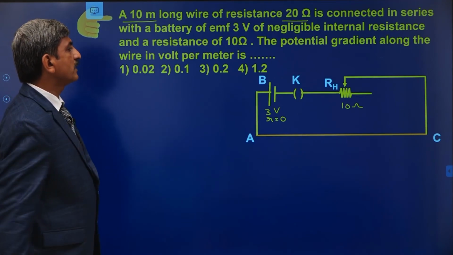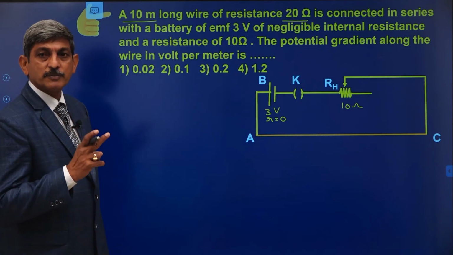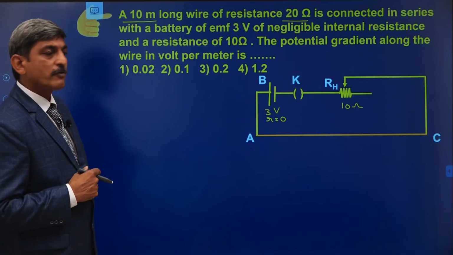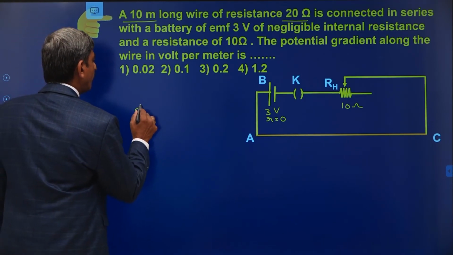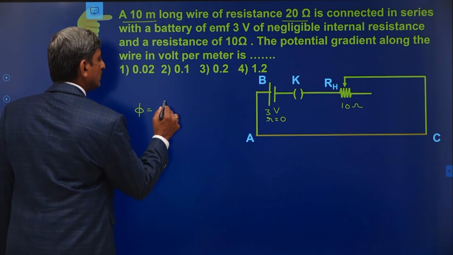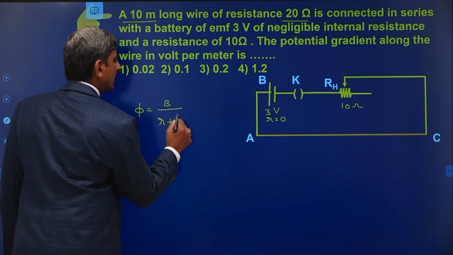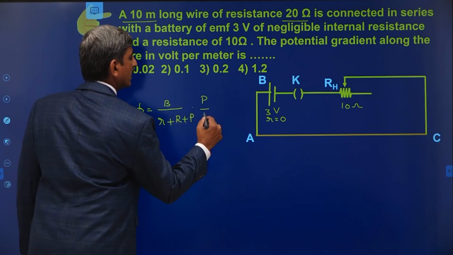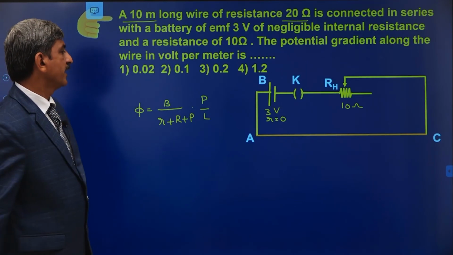Here the resistance of the rheostat is given as 10 ohms. The EMF of the battery is given, the internal resistance is also given. We want to determine the potential gradient, that means the potential drop per 1 unit length of the wire. How to calculate the potential drop per 1 unit length? The formula for potential gradient is phi is equal to E by (R plus R_p plus r) into R_p by L. This is the formula for the potential gradient.